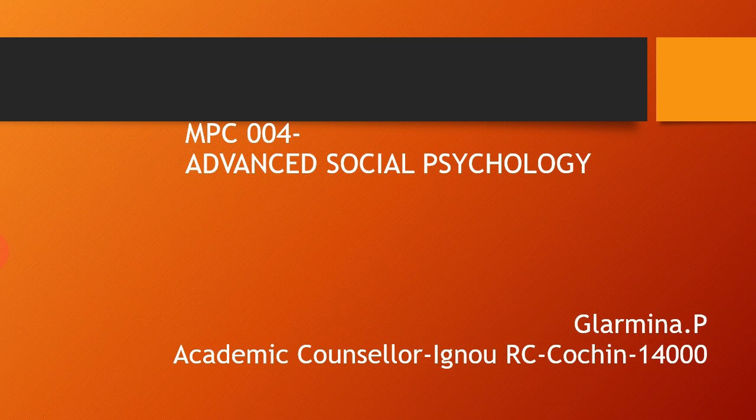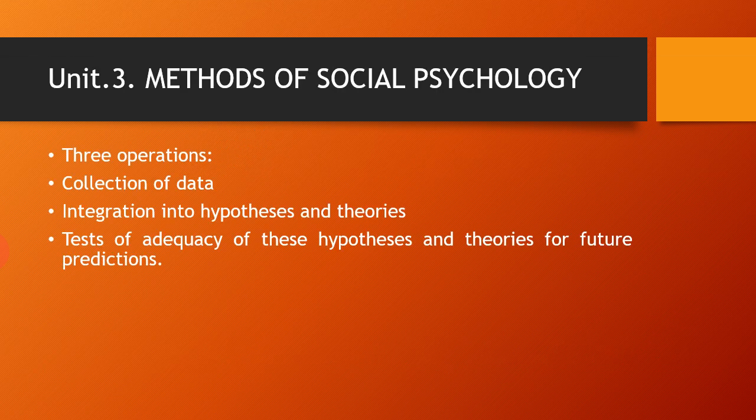So, our course is MPC-004 Advanced Social Psychology. In the previous session, we went through Unit 2, that is Social Cognition and Attribution Theory. So, now we can go to Unit 3. It's methods of social psychology.